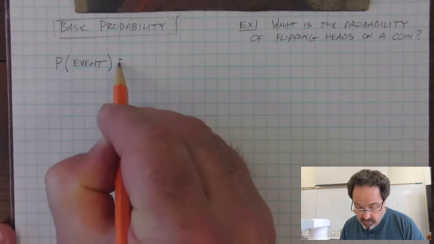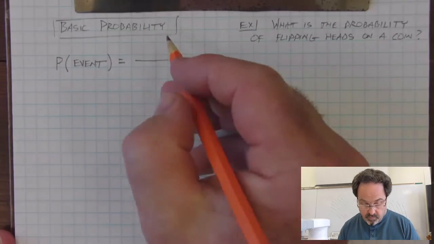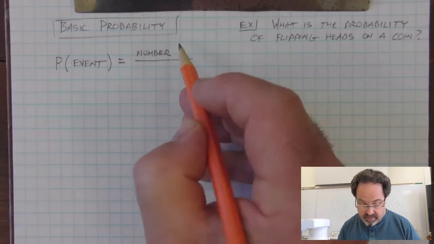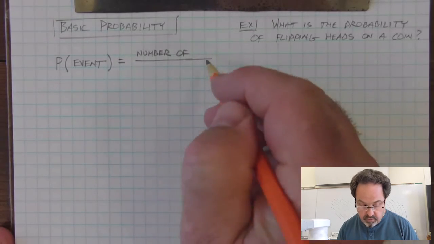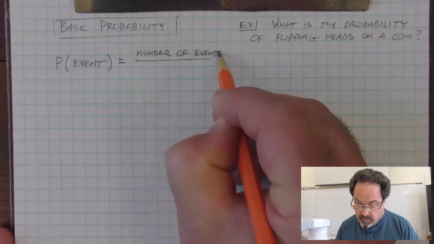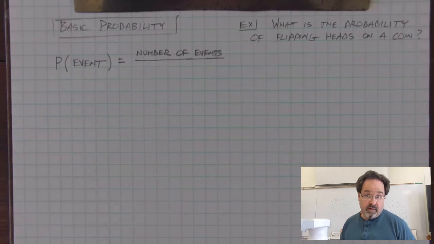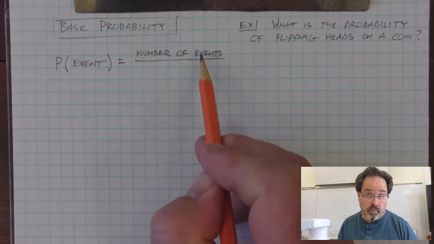Now we calculate that probability as a fraction. In the numerator, we want the number of ways that we could successfully get the event that we're looking for. So in the numerator of this fraction, we can list in general the number of events. In our example, the number of ways that we can get a heads on the flip of a coin is just one. A coin only has two sides and there's only one head. So in this part of the fraction, we would put a 1.